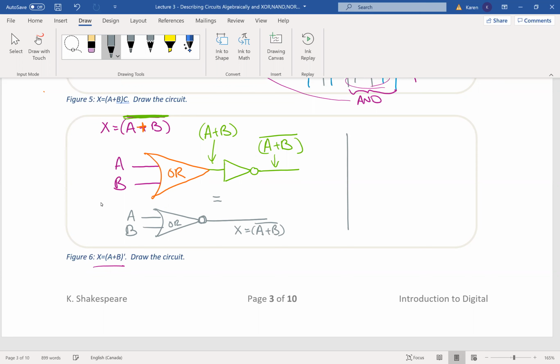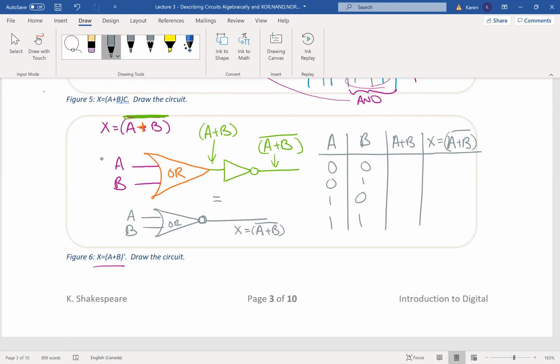So let's look at the truth table for this. There are only 2 inputs, so there would only be 4 possible combinations. Let's look at a node, A or B, and then let's look at the final answer, x equals A or B, all inverted. There are 2 inputs, so there's only 4 possible combinations of A, B as inputs.